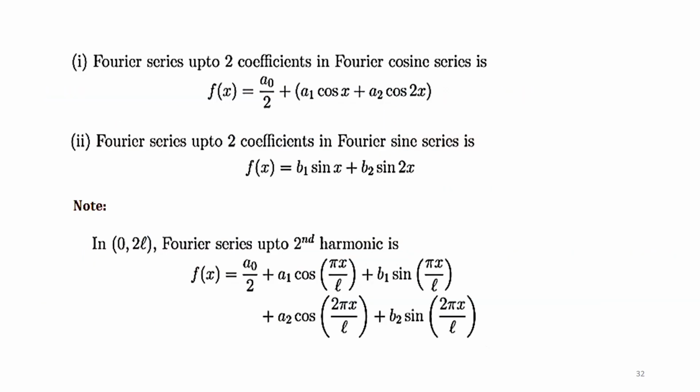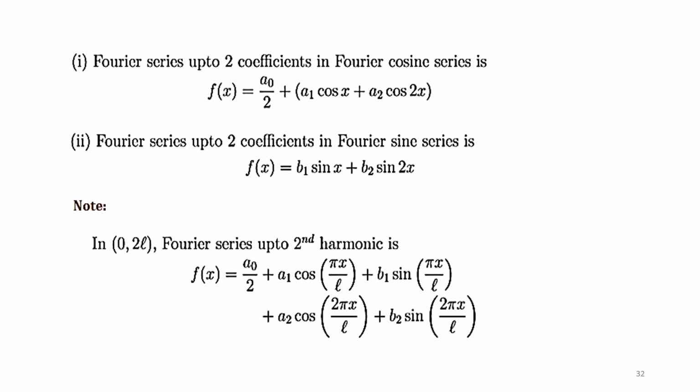Okay, so Fourier series up to 2 coefficients a1 and a2, and up to sine series b1 and b2. This you all know, right? If they want a cosine series, go for cos. If they want a sine series, go for sine. And if it is 0 comma 2l, just write it as a1 cos pi x by l. There is no need for n pi. Just pi x by l is enough, and 2 pi x by l will be enough, because instead of n you will be using 1, 2 like that.